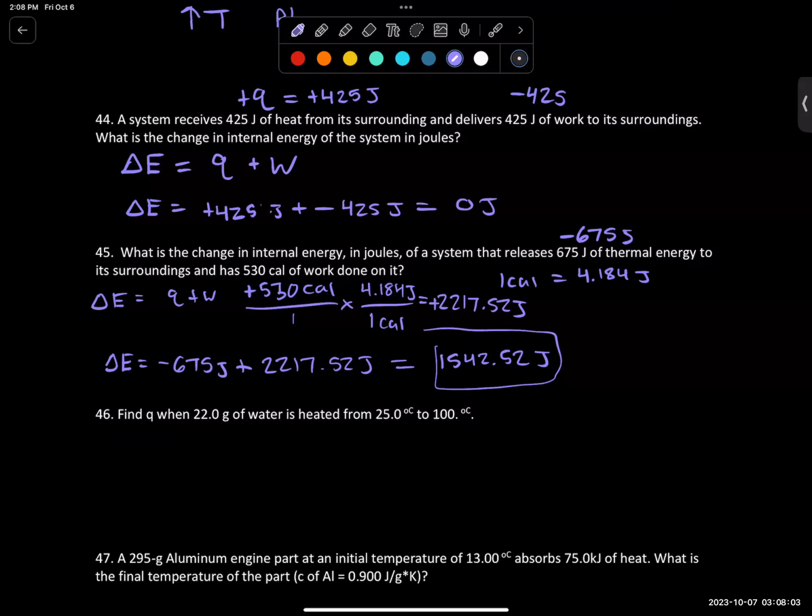All right. So find Q when 22 grams of water is heated from 25 to 100 degrees Celsius. Are we using internal energy anymore? They didn't give us any information about work. They just told us to find Q. They didn't even give us information about internal energy. So we are out of luck in terms of using our simple equation, which was just basic addition, Q plus W.